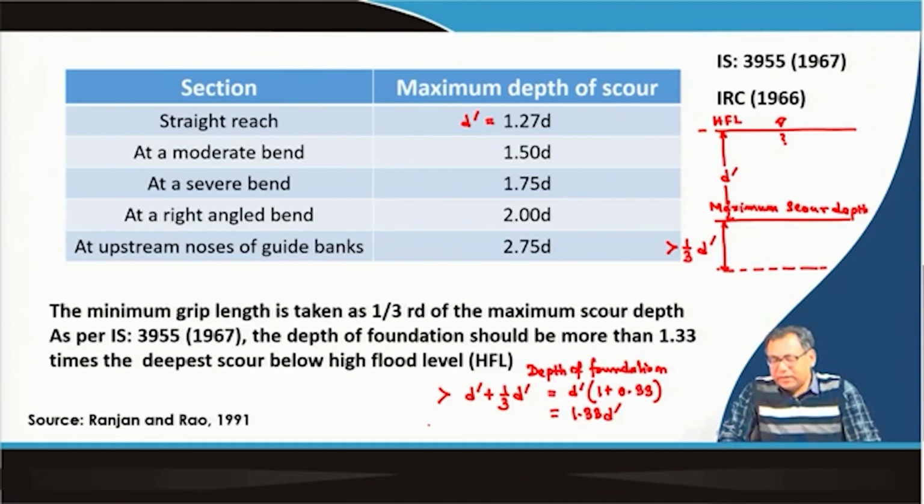So if the scour depth is d dash from the high flood level, then you have to provide at least 1/3 of d dash as the grip length, and then the depth of foundation will be at least 1.33 of d dash. That is the minimum requirement, so generally it is more than that. This is the recommendation given, and based on that we have to design our well. Remember that this 1/3 of d dash is the minimum requirement of the grip length.